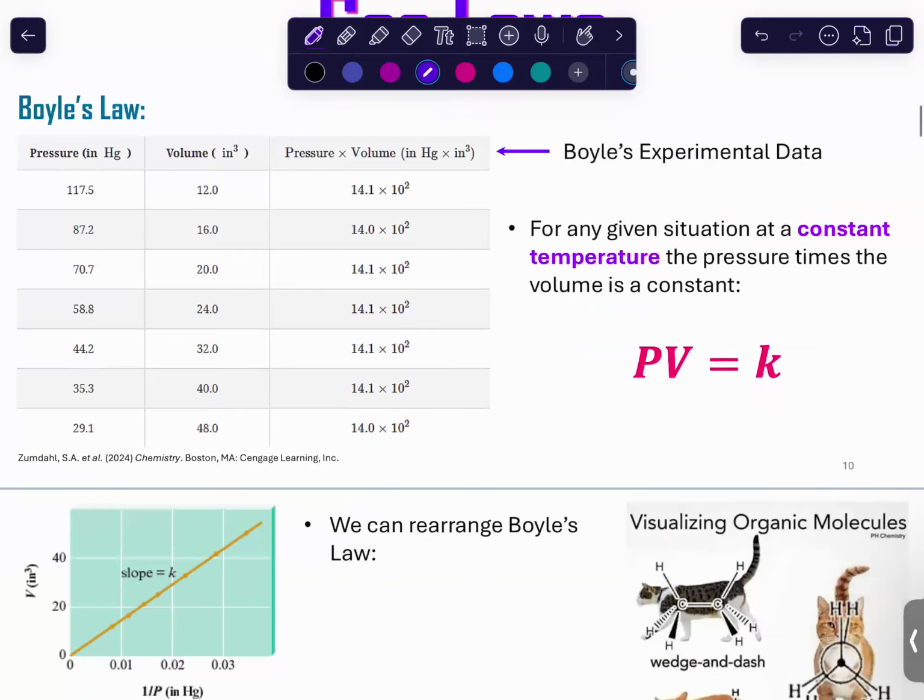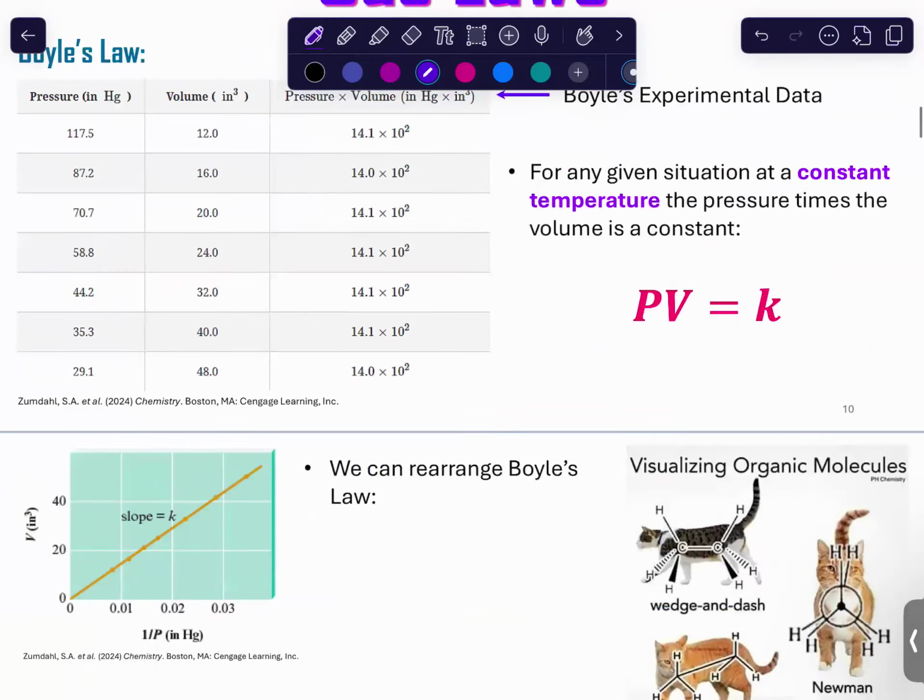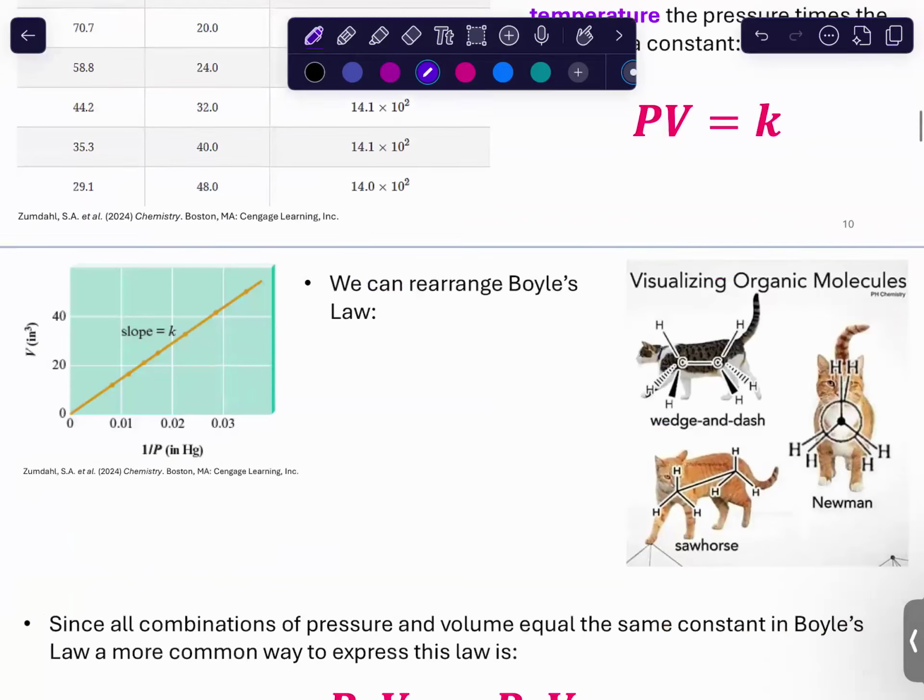So what this tells us then, I like that one. It's actually a really accurate way to learn those organic structures.